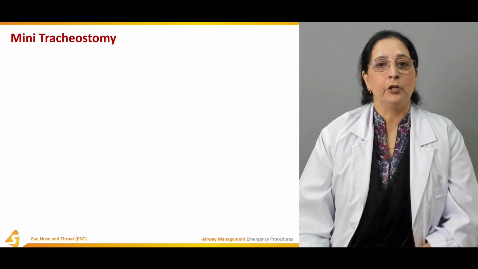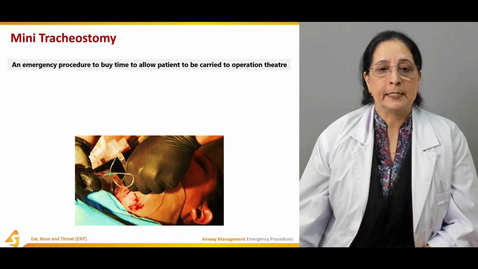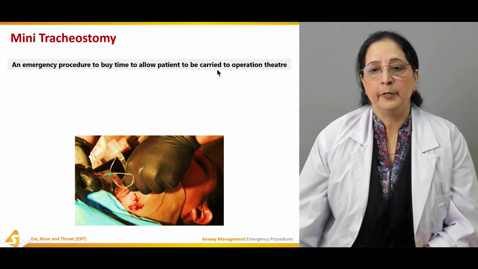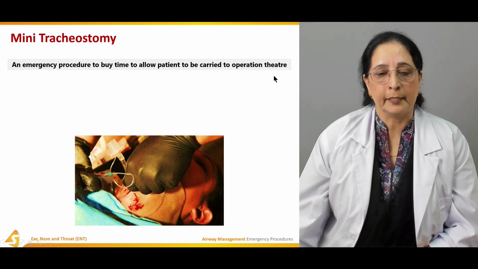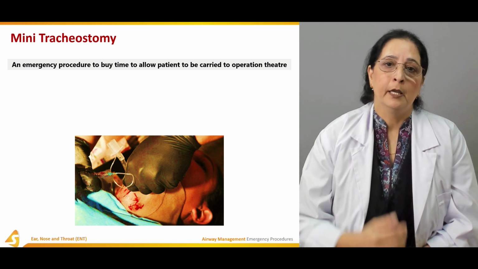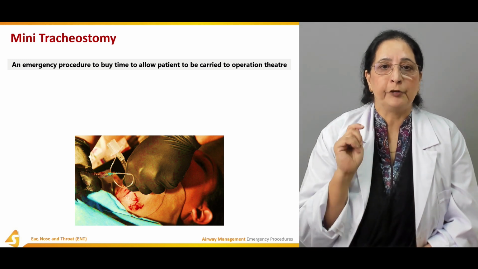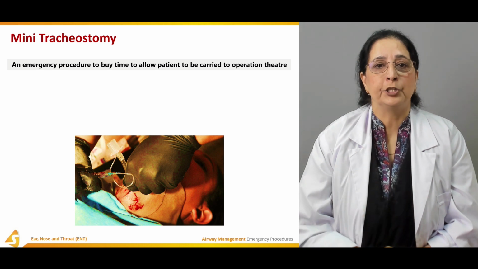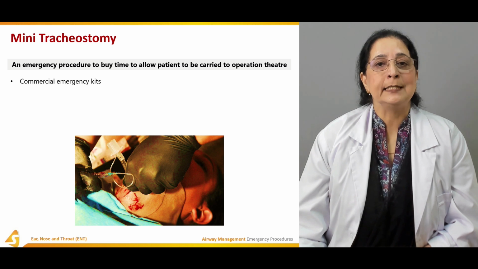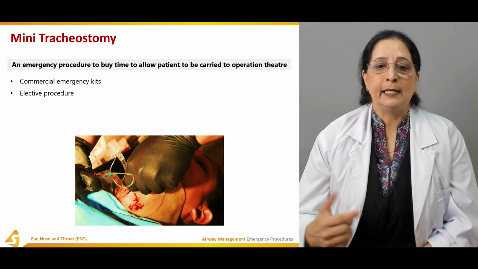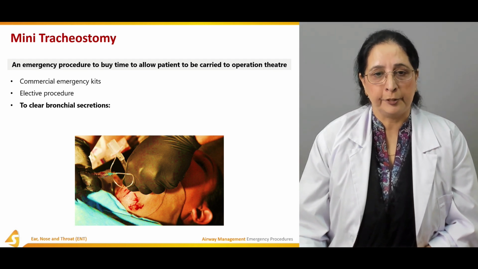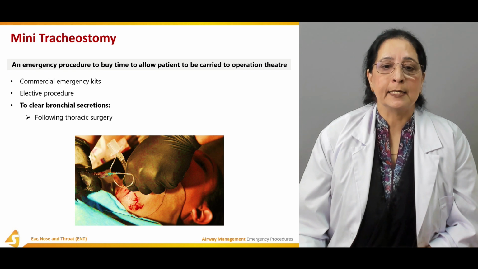Next, mini tracheostomy. It's an emergency procedure to buy time to allow the patient to be carried to the operation theater. So when we need time to carry the patient to the operation theater, we just perform the mini tracheostomy to help the patient to breathe. A commercial emergency kit is available. It's also an elective procedure to clear bronchial secretions following thoracic surgery.